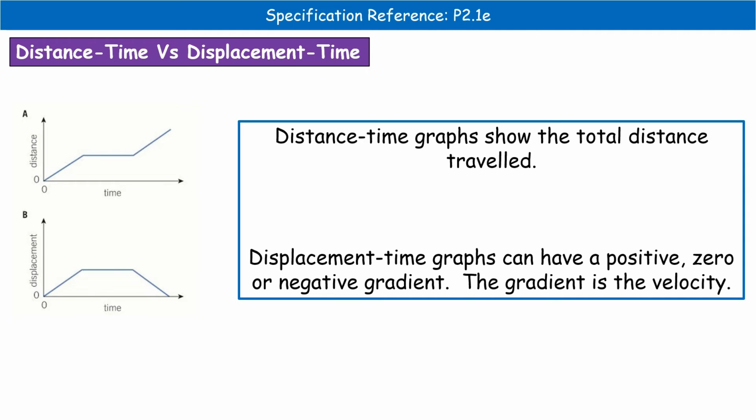So on displacement, what we can see is we've got obviously that diagonal line going in one direction as it moves away from the start point, and the diagonal line coming back as it returns. Distance, however, is just the total distance it goes, the direction is irrelevant, so it just keeps counting up.